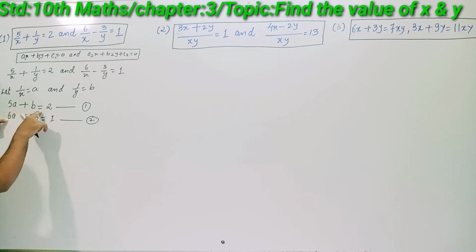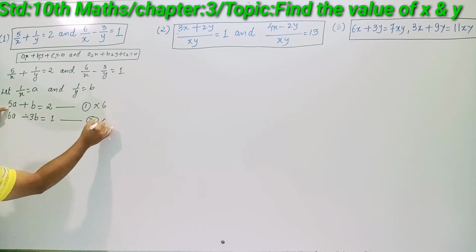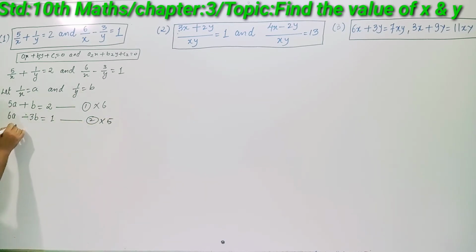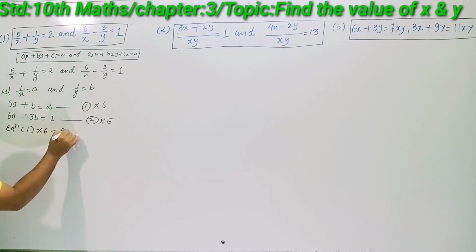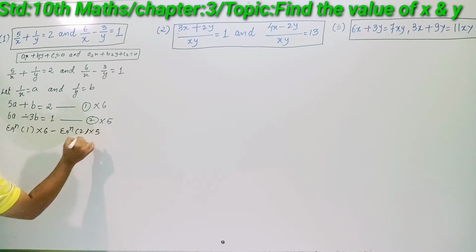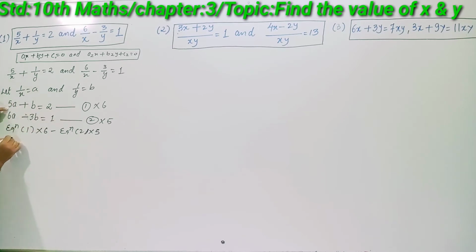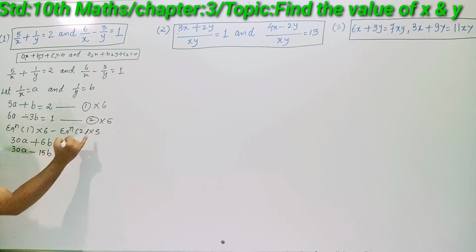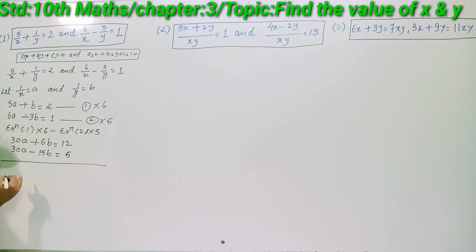So equation 1 we will multiply by 6, and similarly equation 2 will be multiplied by 5. Okay students, so here we are writing equation 1 multiplied by 6 minus equation 2 multiplied by 5. Now multiplying this equation by 6, we are getting 30a plus 6b is equal to 12. Similarly, the second equation is multiplied by 5, giving 30a minus 5 into 3, 15b, is equal to 5 into 1, 5. Okay, so subtracting, 30a minus 30a cancels, and here is 6b plus 15b, don't consider this sign.